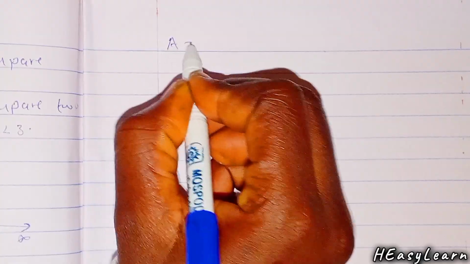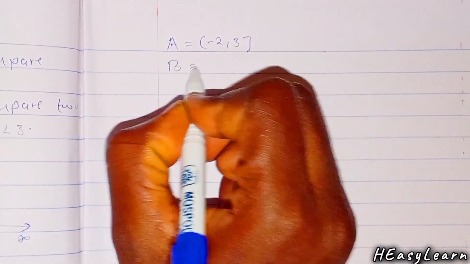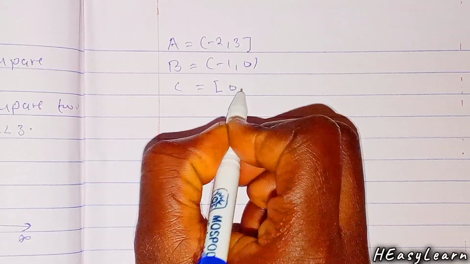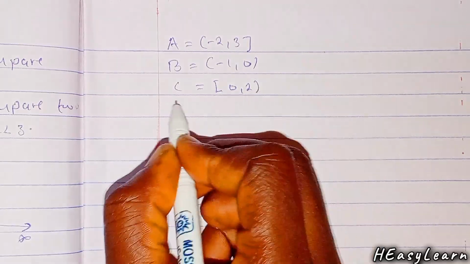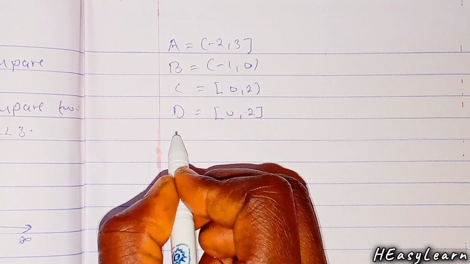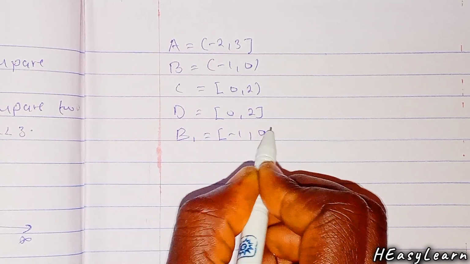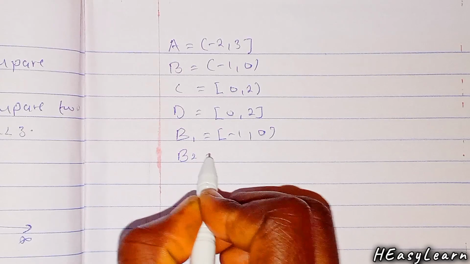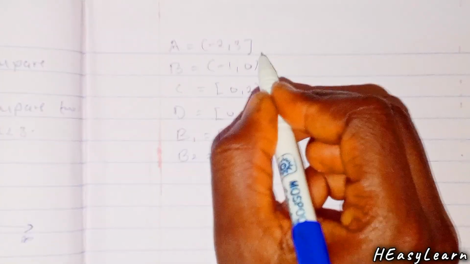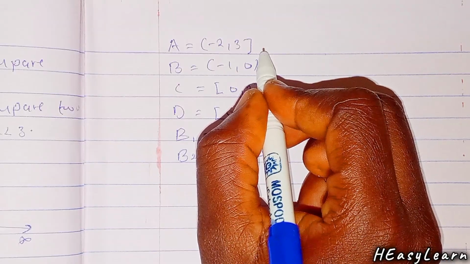So given the set A equals (minus 2, 3], the set B equals (minus 1, 0), the set C equals [0, 2], the set D equals (0, 2], and the set B1 equals [minus 1, 0), then B2 equals (minus 1, 0]. Then we can also represent these intervals using inequality signs.